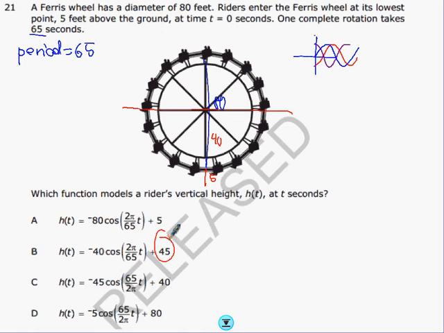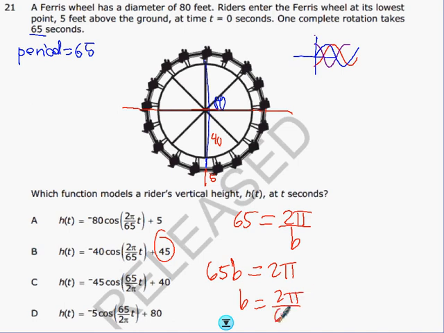Let's go ahead and do that real quick. The period, which is 65 in this case, is always equal to 2 pi over b, where b is the number you multiply t by. So if I multiply both sides by b and divide by 65, I get b should be 2 pi over 65. Yes, that's right. Very good. Didn't even have to worry about the amplitude, although that's obvious. It goes up 40 and down 40. So very good. On all 3 counts, we're right.